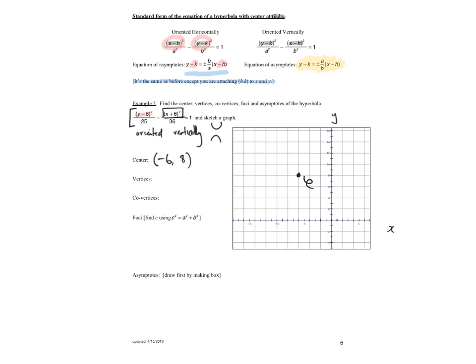We now want to find the vertices and the co-vertices and the foci, all that good stuff. So for the vertices, we know they're given to us by the constant a. So we need to notice from our equation, a squared is the denominator of the positive term. So a squared is 25. So that means that a is 5. Now, because we've decided this is a vertically oriented hyperbola, I know the transverse axis is going to be vertical.